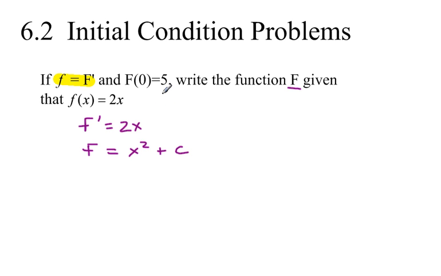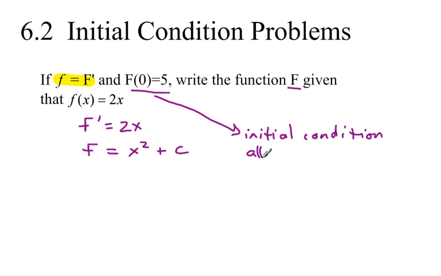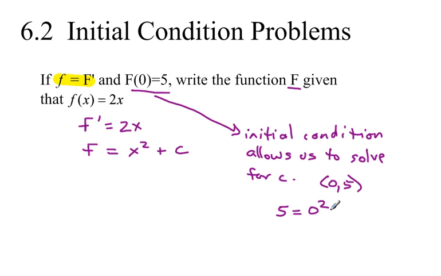The difference here is we're not done because we were given an initial condition. Right here is our initial condition, and our initial condition allows us to solve for c. So let's do that. When I have the initial condition (0, 5), that means that the point (0, 5) is on this graph. So we can plug 5 in for y, F being our y in this case, and 0 in for x. And we see that c is 5. And so we just rewrite our function, F equals x squared plus 5, and we're done with that one.